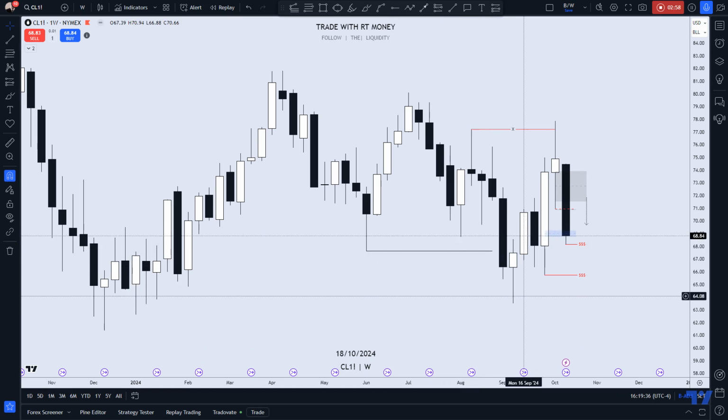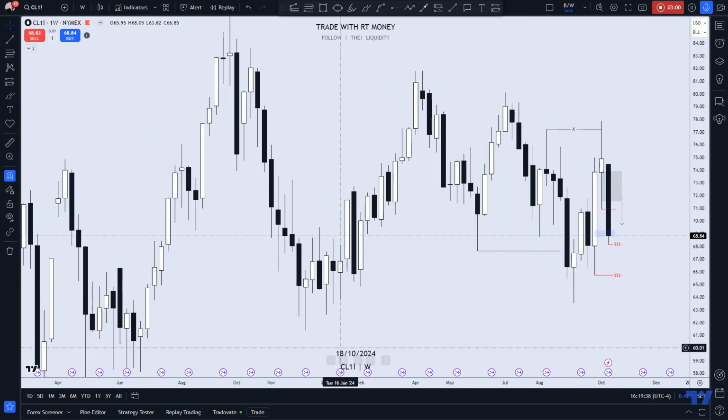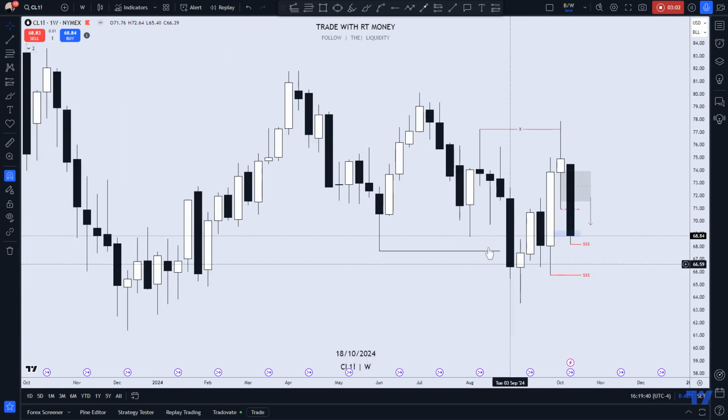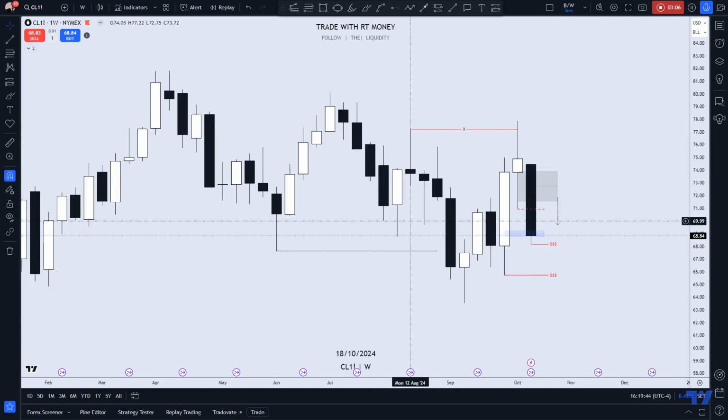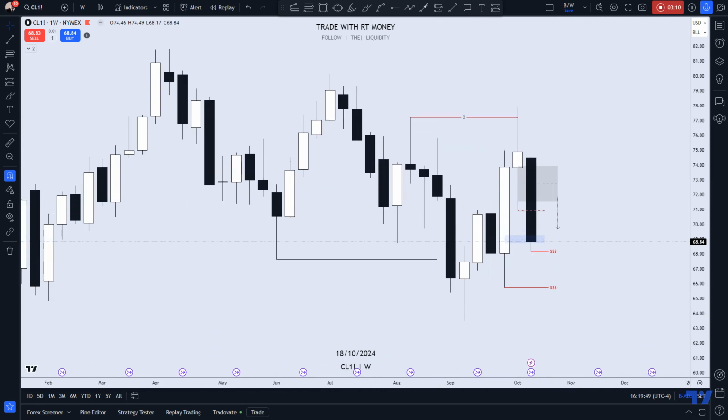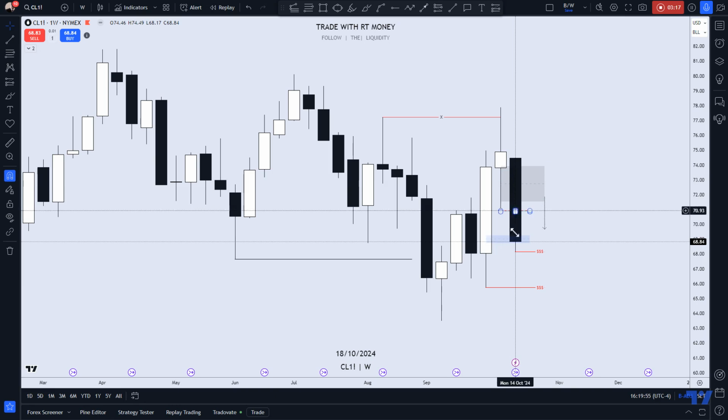This is a swing low for me. But these in between, within the leg of structure, are an intermediate fractal low or intermediate swing low. So we are bearish, and I'm looking for lower prices to come.